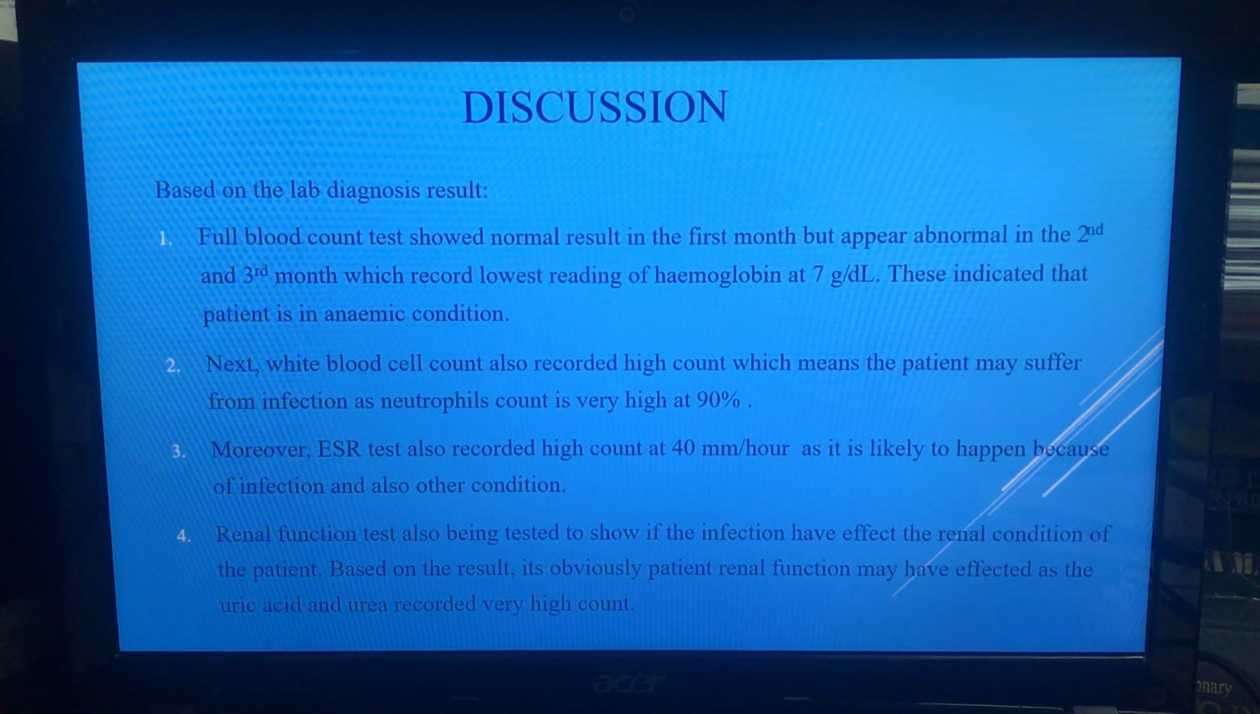Next, white blood cell count also recorded a high count, which means the patient may suffer from infection as neutrophil count is very high at 90%. Moreover, erythrocyte sedimentation rate test also recorded a high count at 40 mm per hour, as it is likely to happen because of infection and also other conditions. Renal function test was also done to show if the infection has affected the renal condition of the patient. Based on the result, obviously the patient's renal function may have been affected, as the uric acid and urea recorded very high counts.